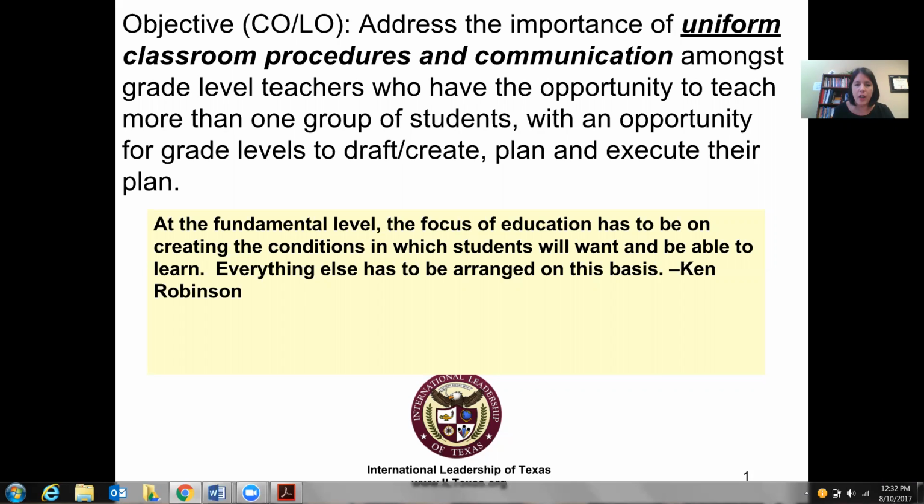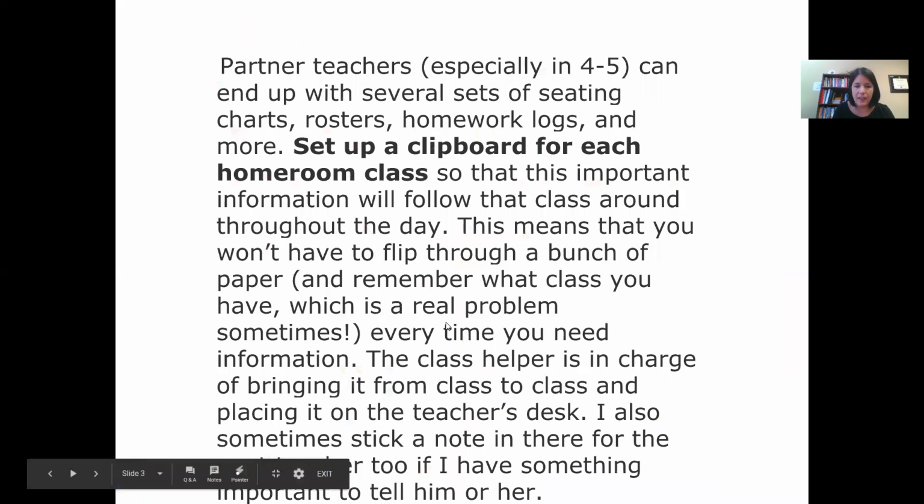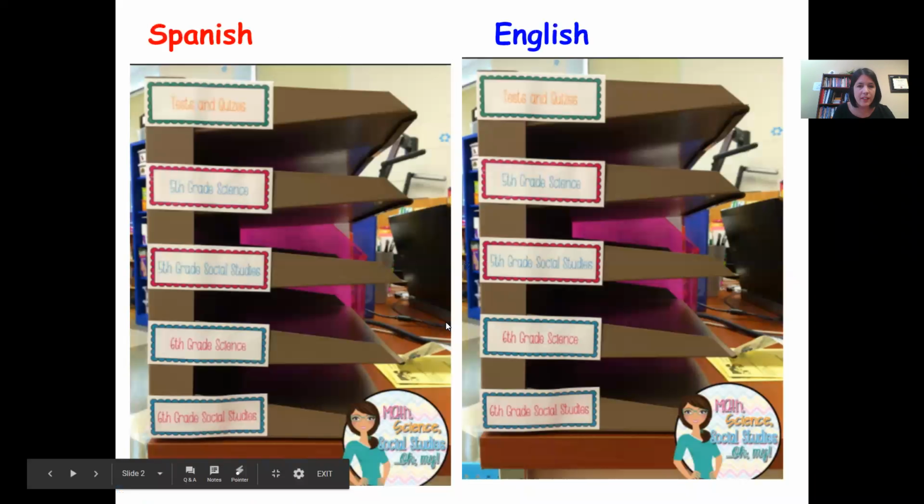We know at the fundamental level, the focus of education has to be on creating the conditions in which students will want and be able to learn. In this case, we are addressing part of creating these conditions through these uniform and unified classroom procedures and modes of communication amongst teachers. So let's get straight to it.